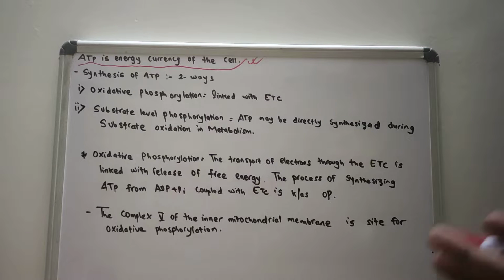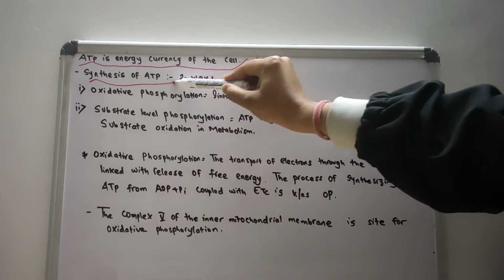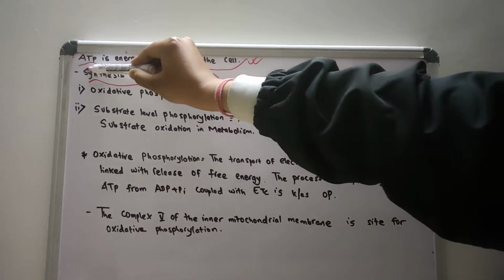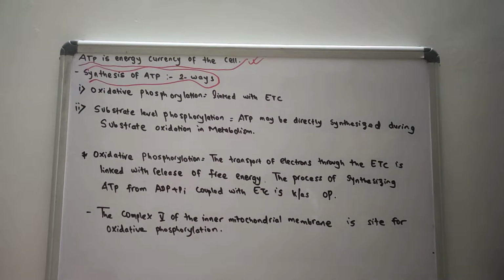In our body, the cell synthesizes ATP in two ways. One is oxidative phosphorylation, and the other is substrate level phosphorylation. In many cycles of carbohydrate metabolism, I may have told you that this reaction is substrate level phosphorylation. So what is meant by substrate level phosphorylation, and what is meant by oxidative phosphorylation?